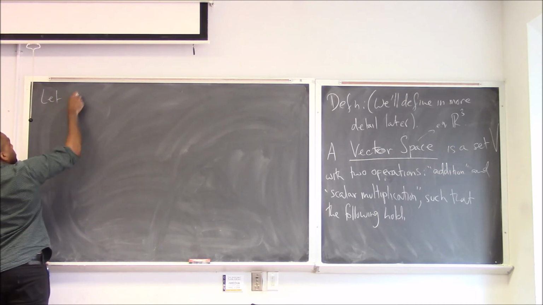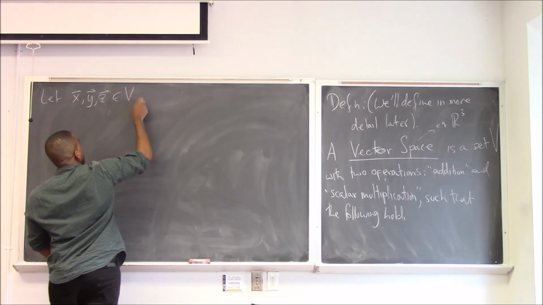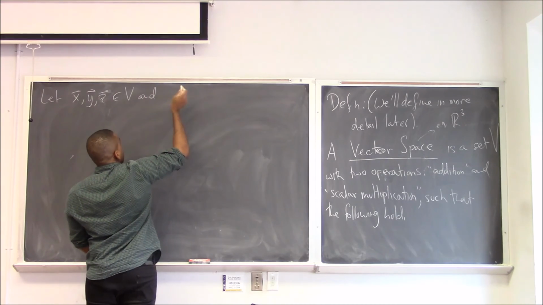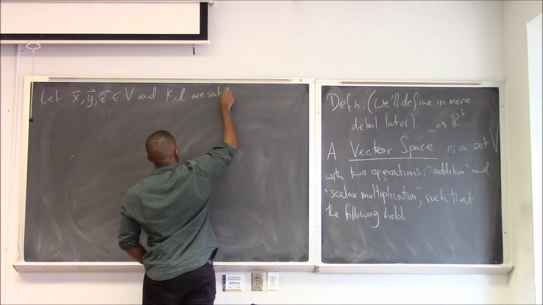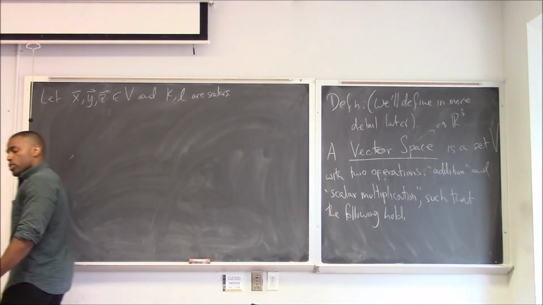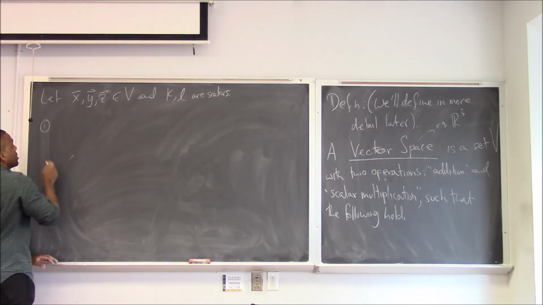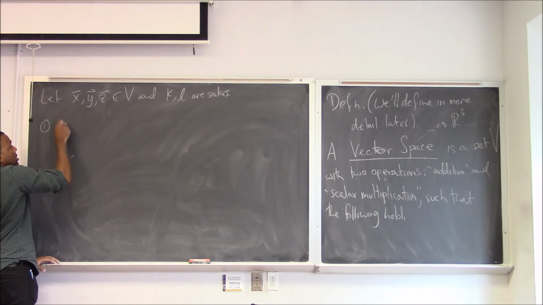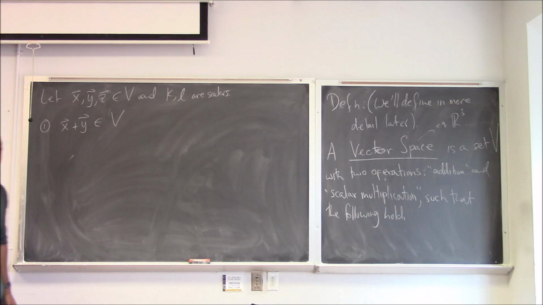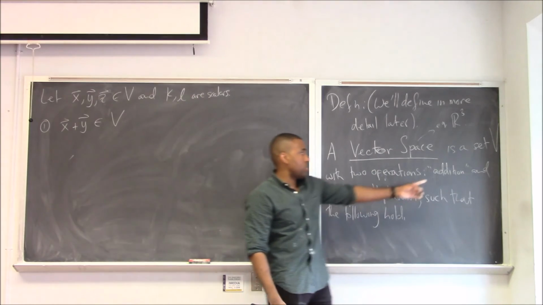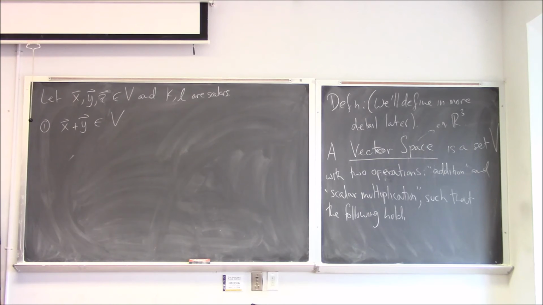If we let x, y, z be elements of V, and let's say k and l are scalars, then here are some things that we could do with vectors in R3 that we're going to be generalizing. 1. If x and y are in the set, it turns out if I add them, they're also in the set, right? If I take two three-dimensional vectors, I add them together using the laws of vector addition, I get another three-dimensional vector. So adding two things in the set gives me another thing in the set.